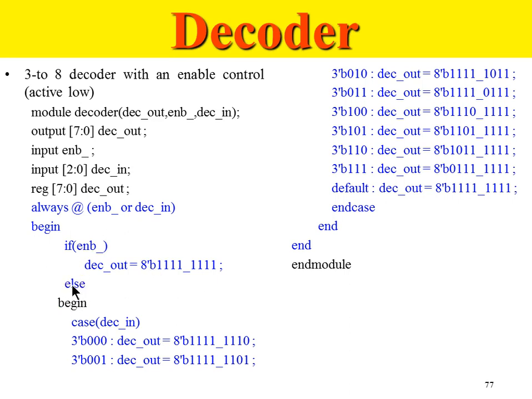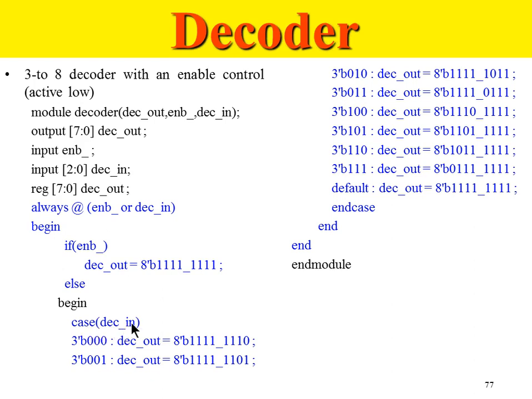Else, begin the else statement, because I have more than one statement inside the else block. So this else section will also have a begin. Inside the else statement, there is a case statement, case dec in. In this section my enable will be 0, enable bar will be 0. Enable bar is 0 means the design is enabled, so I can start working on my decoder logic here.